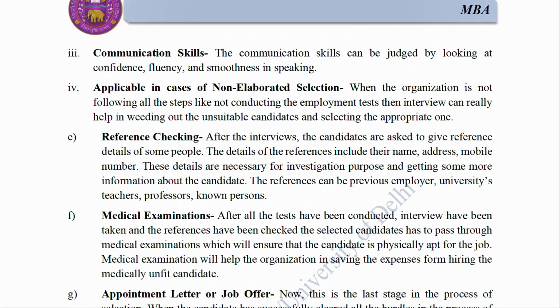Third, communication skills. The communication skills can be judged by looking at confidence, fluency, and smoothness in speaking. Fourth, applicable in cases of non-elaborated selection. When the organization is not following all the steps, like not conducting the employment test, then interview can really help in weeding out the unsuitable candidates and selecting the appropriate one.